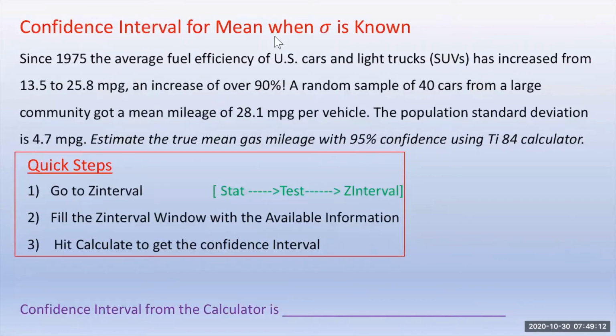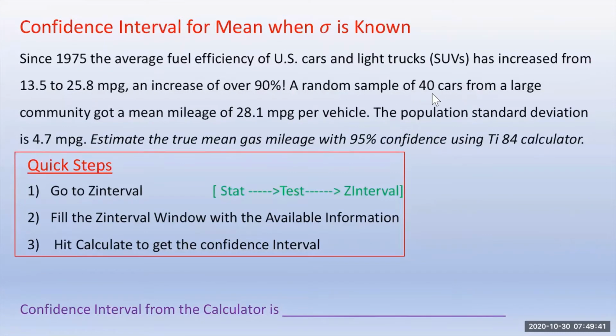Confidence interval for mean when population standard deviation is known. Here is the example, and in this case, instead of the data given, they have given the information about the sample. Since 1975, the average fuel efficiency of US car and light trucks has increased from 13.5 to 25.8 miles per gallon, an increase of over 90%.